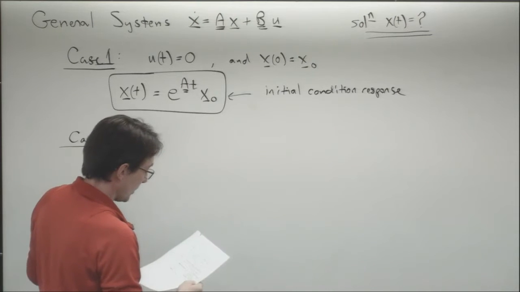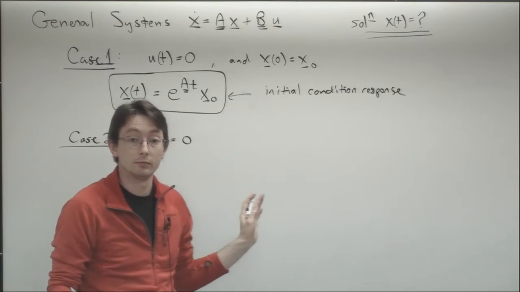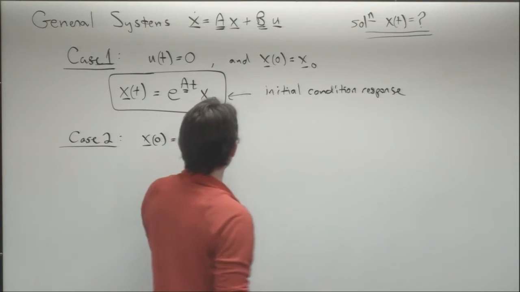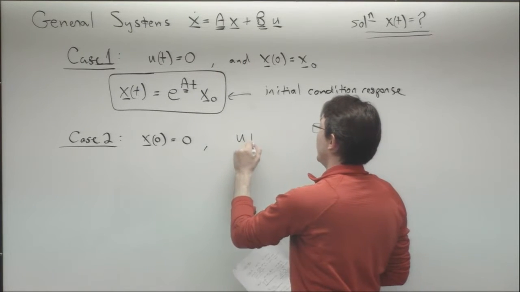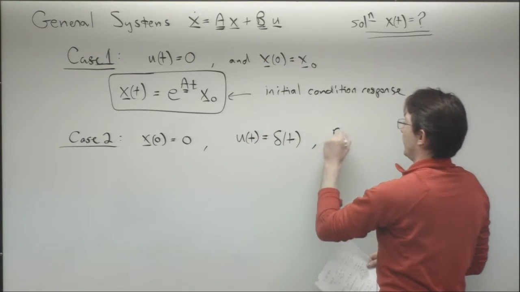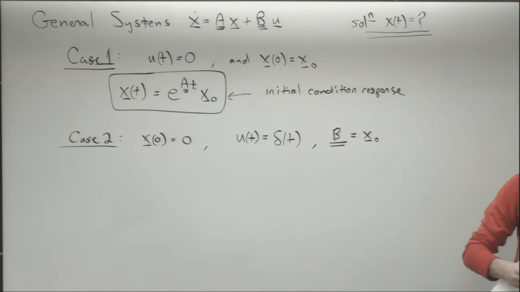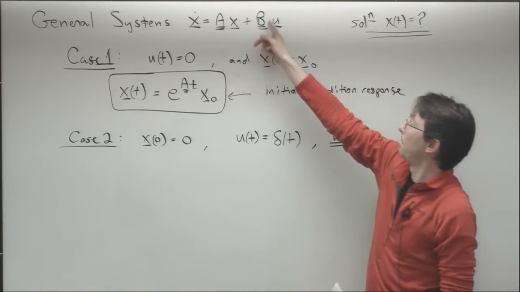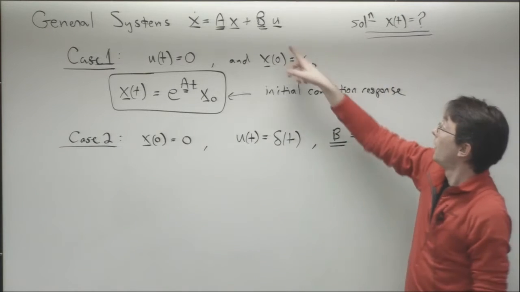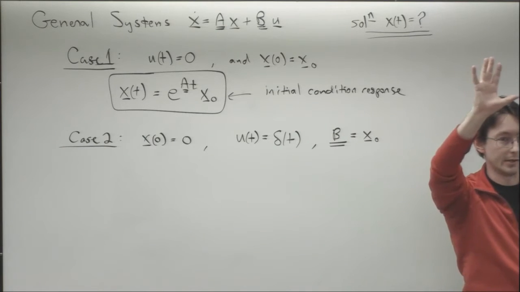So for case 2, we're going to assume that there is no initial condition, x0 equals 0. And we're going to assume that u of t equals a delta function. And we're going to assume that this matrix B is just in the direction of x naught. So essentially this input matrix is just the x naught vector, and I'm going to give you a delta function at time 0. So how many of you remember what delta functions are and do?